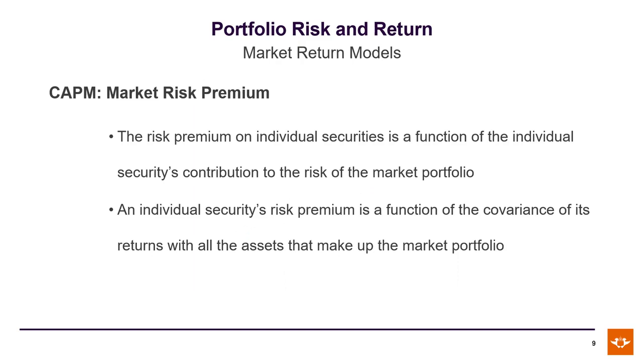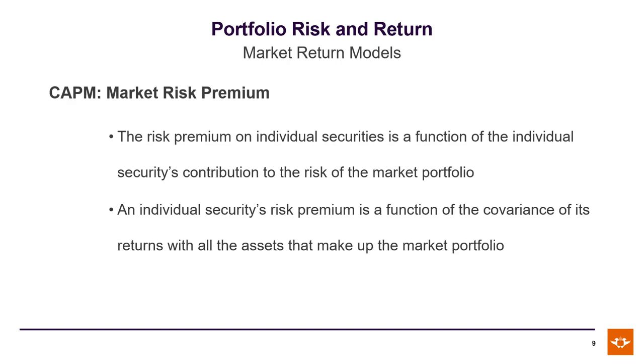In looking at the market risk premium, which is an important component of the capital asset pricing model, the risk premium on individual securities is a function of that security's contribution to the risk of the market portfolio, and it is a function of the covariance of its returns with all the assets that make up the market portfolio.